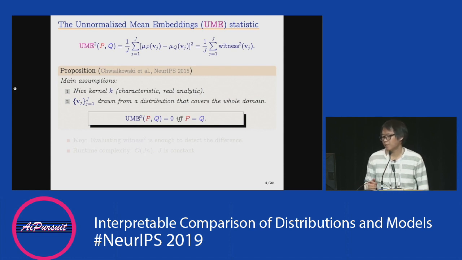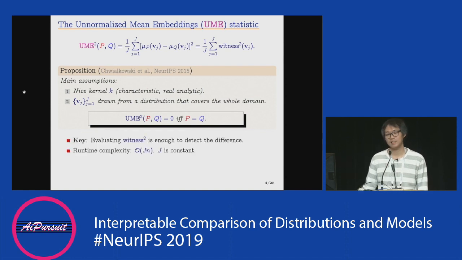And so the key takeaway from this is that simply evaluating the squared witness function is enough to detect a difference. And one good thing about this approach is that it is extremely fast. So look at the top line here. There are j terms. Each term can be estimated in big O of n because you just need to take the average. But there are j terms, so in total it is big O of jn. And j is a constant. It's going to be less than 10 in practice.